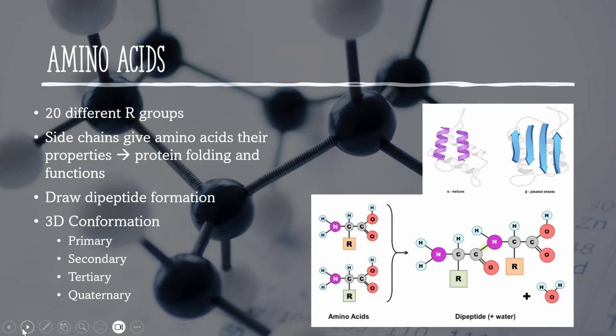So next, moving on to amino acids. So there's 20 different R groups. You don't have to memorize any of them. I have to, which I'm salty about.